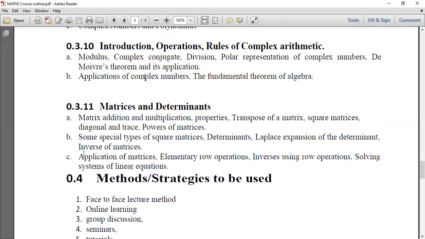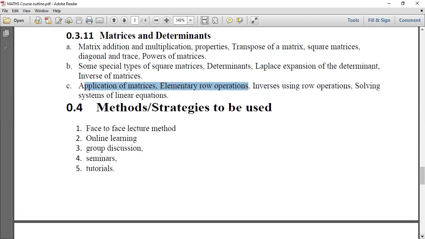This part, application of matrices. You should know the elementary row operations, using the Gauss-Jordan elimination, and how to find a determinant of a 3x3 matrix. This is generally the module. These are the areas that you are supposed to concentrate on.